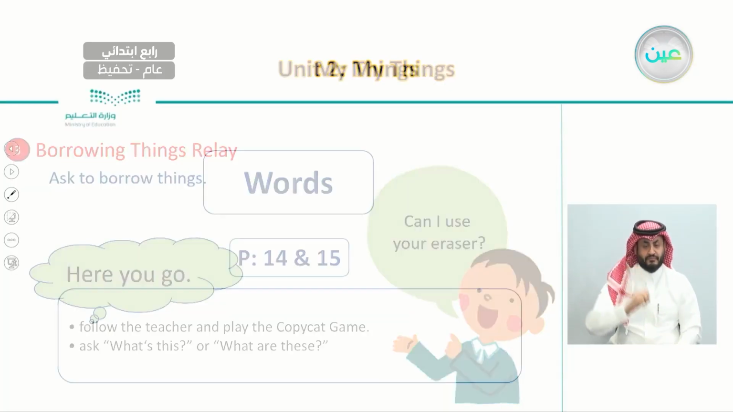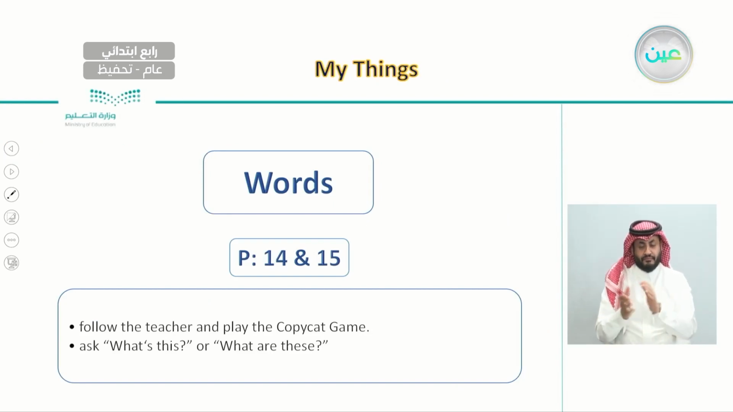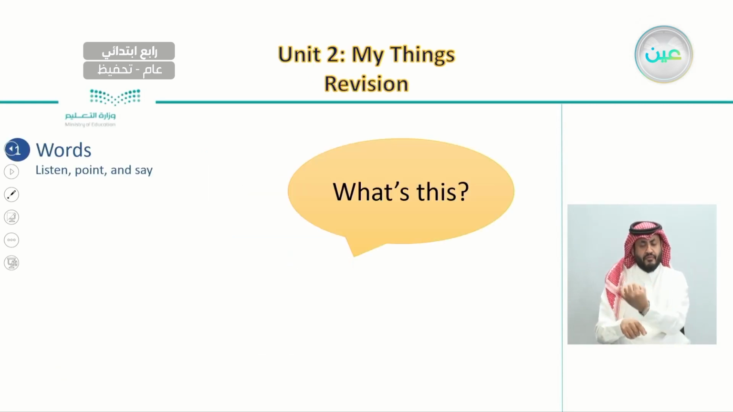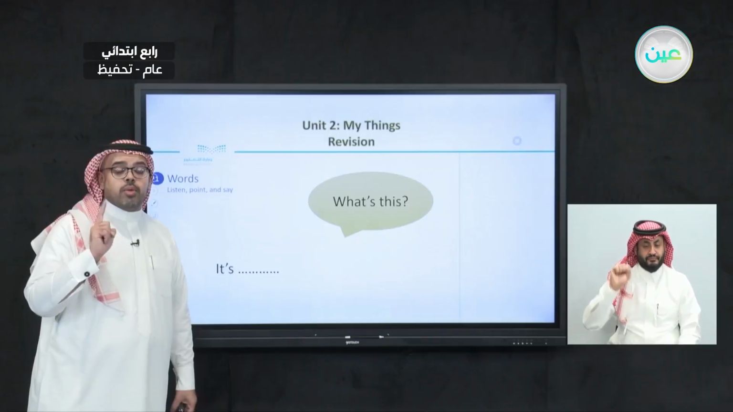And after this, we had the third lesson, which is called Words, on pages 14 and 15. And our goals in this lesson were to follow the teacher and play the copycat game, and also to ask, what is this and what are these? So we said here that in this lesson, it is important that we are able to answer this question and to learn when to ask such a question. When we say, what is this? It means that we are asking about one thing.